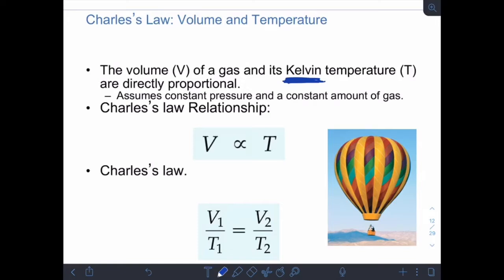So with Charles' law, we have a direct proportionality. Volume and temperature are directly proportional. That means that if volume goes up, temperature goes up. And if temperature goes up, volume goes up. If temperature goes down, volume goes down. They move together. So V1 over T1 equals V2 over T2 is Charles' law.